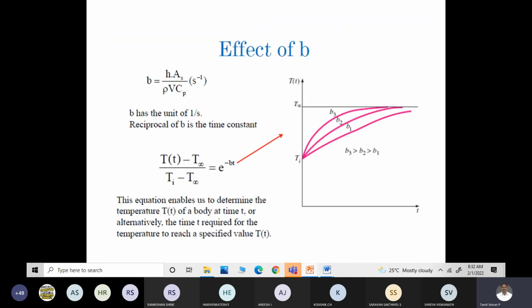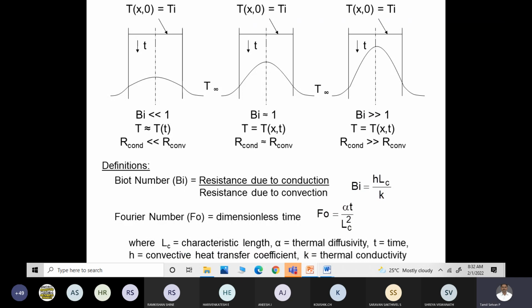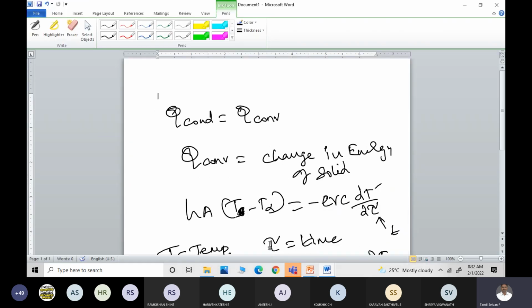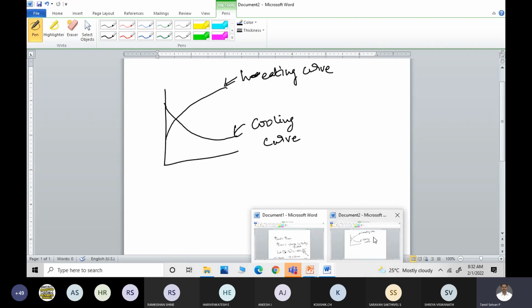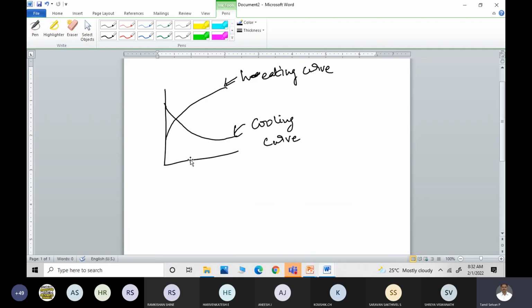And you should know one important dimensionless number, which is called the Biot number. It is nothing but the ratio of conductive resistance to convective resistance. This is what I told you in the very first slide. What is conductive resistance? L by KA. Am I correct? Yes, sir. And convective resistance is 1 by hA. A and A get cancelled and h goes up, so hL divided by k.